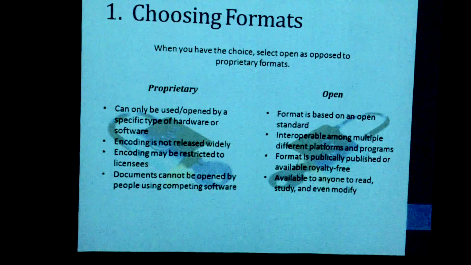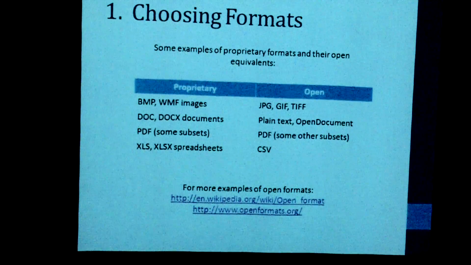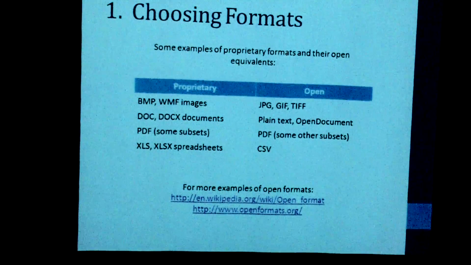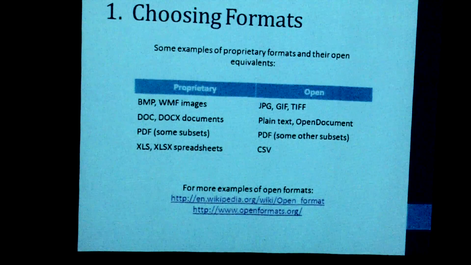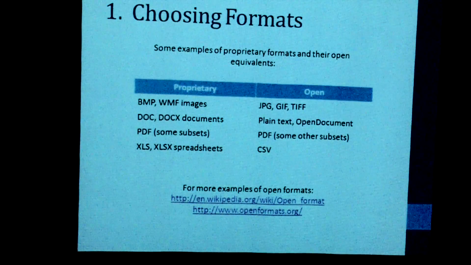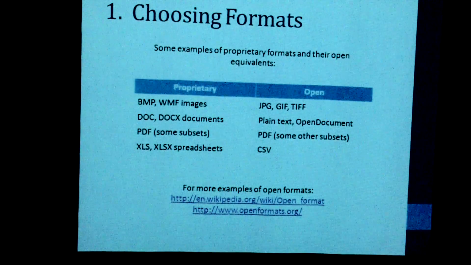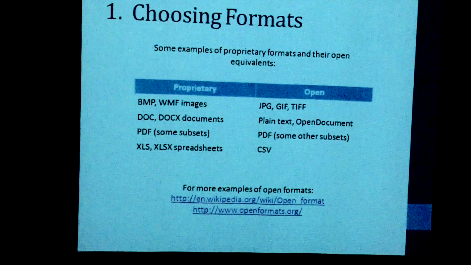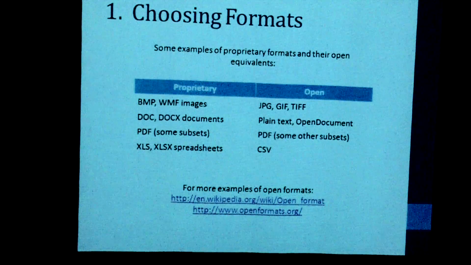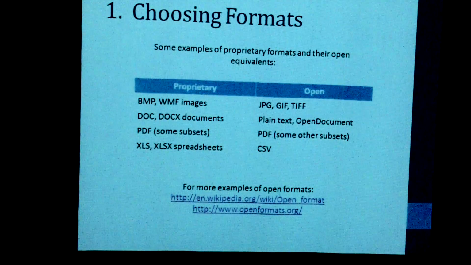So when you have the choice, it's useful to go with more of an open versus a proprietary format. You don't always have a choice, of course. A lot of people do research that requires that you use a specific machine and it spits out data in a particular format. You don't really have an option about that. But when you do have a choice, it's useful to think about what are some open alternatives to proprietary formats. So just a couple of examples. If you're looking at images, the BMPs, the WMFs are proprietary, JPEG, GIF, TIFF, all open, and so on.